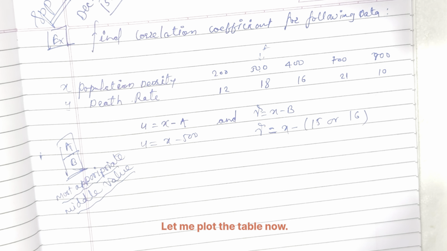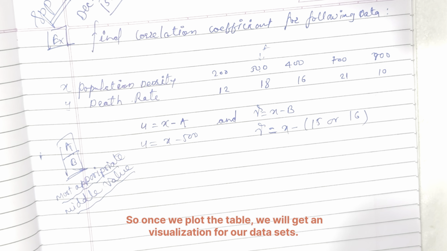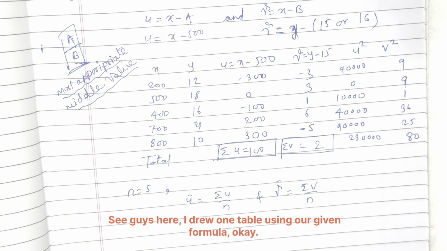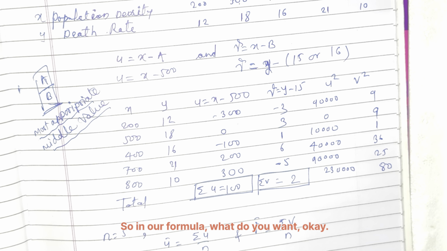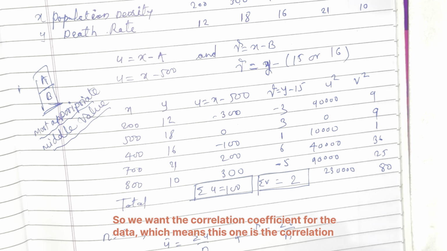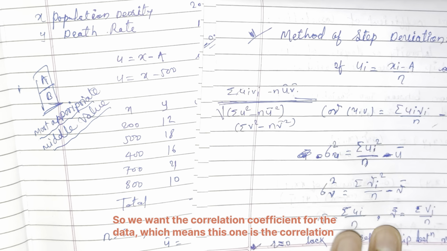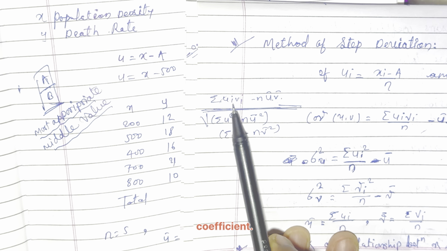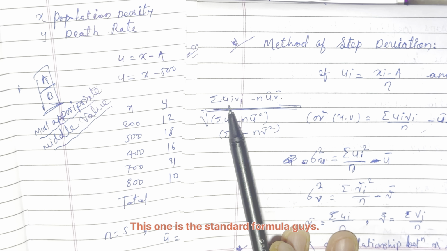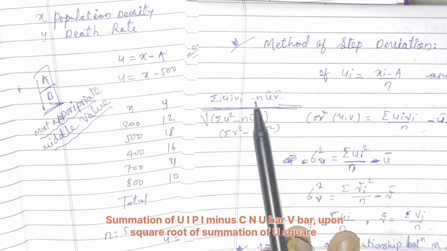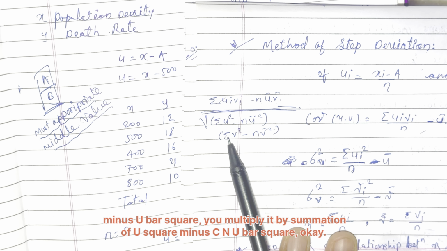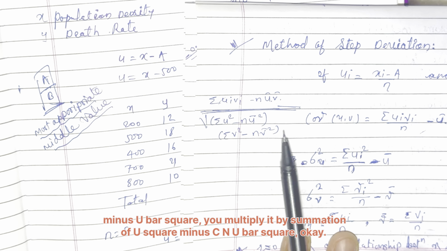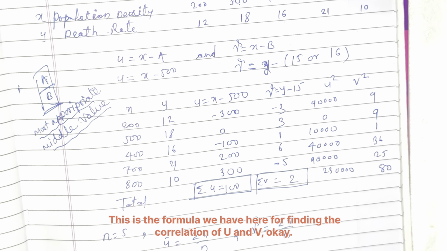Let me plot the table now. Once we plot the table, we will get a visualization of our data set. Here I drew one table using our given formula. In our formula we want the correlation coefficient for the data. This is a standard formula, guys: summation of uivi minus n u bar v bar, upon the square root of summation of u square minus n u bar square multiplied by summation of v square minus n v bar square. This is the formula for finding the correlation of u and v.